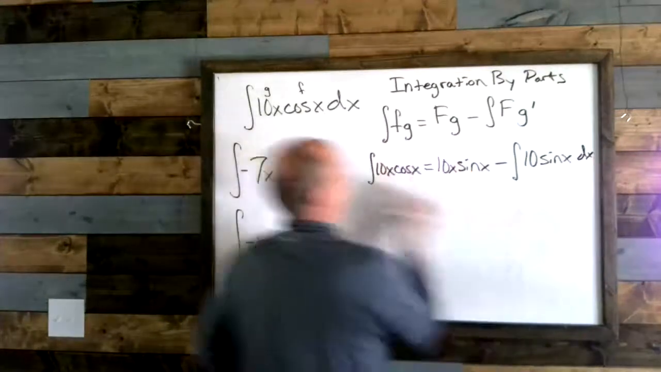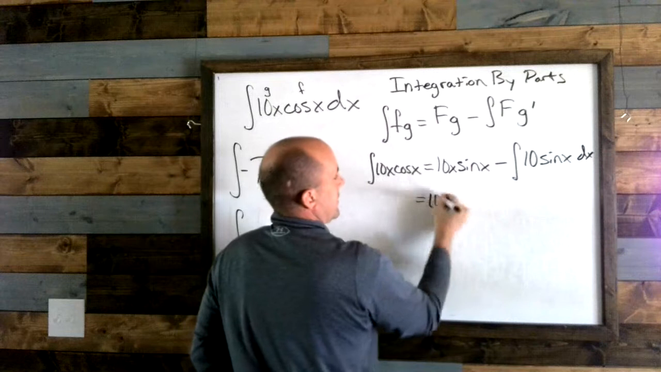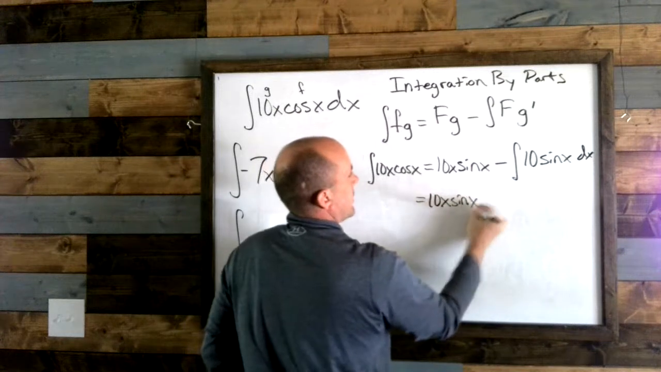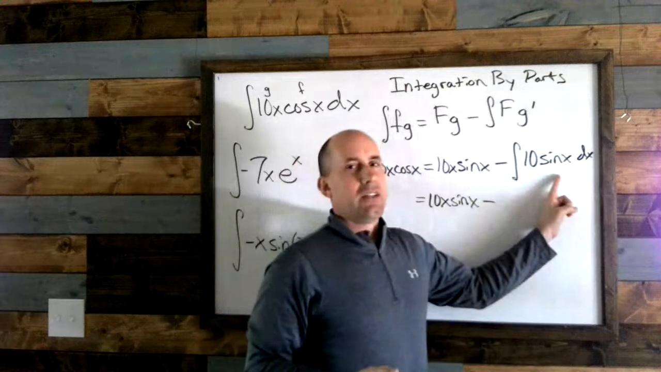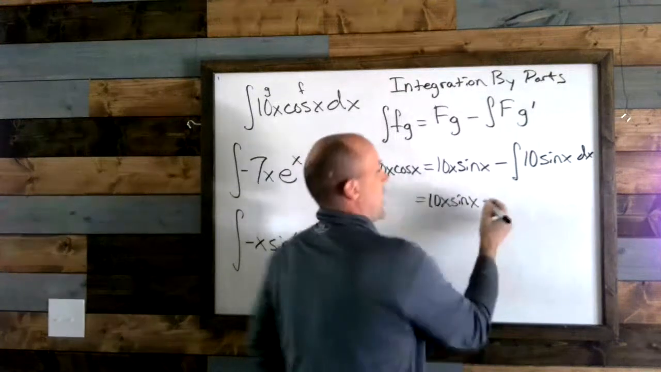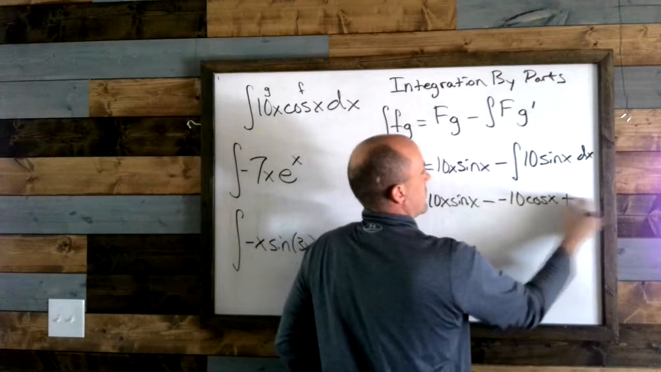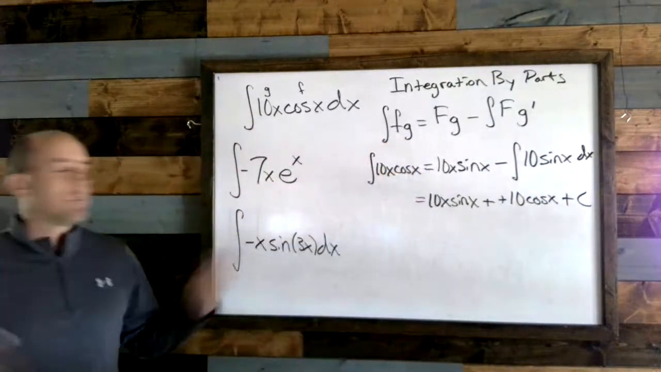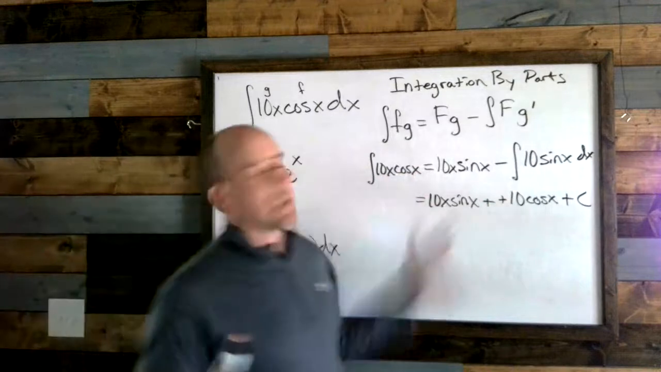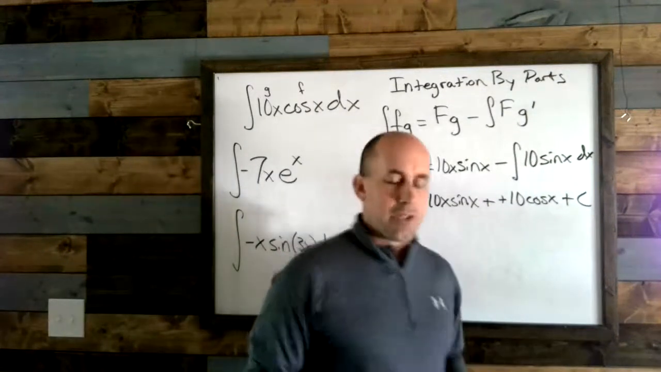To finish off this problem, the antiderivative of 10x cosine of x is just 10x sine of x minus, what's the antiderivative of 10 sine? Negative 10 cosine, plus a constant. The two subtraction signs cancel out: 10x sine of x plus 10 cosine of x plus c. That's the antiderivative. Integration by parts.